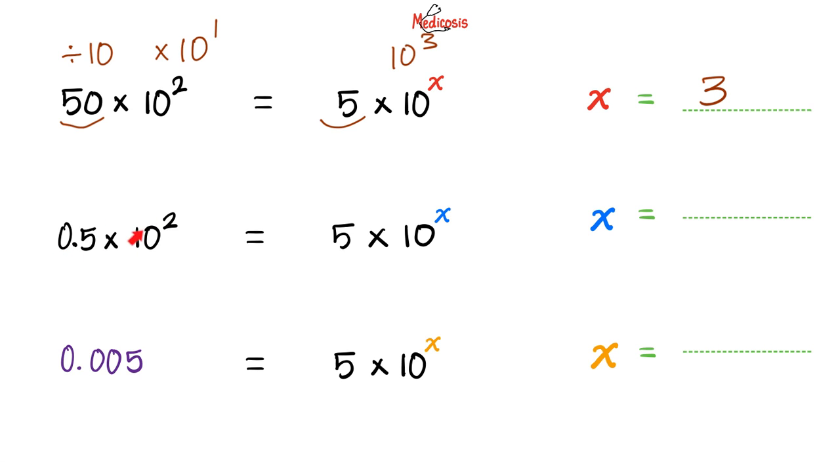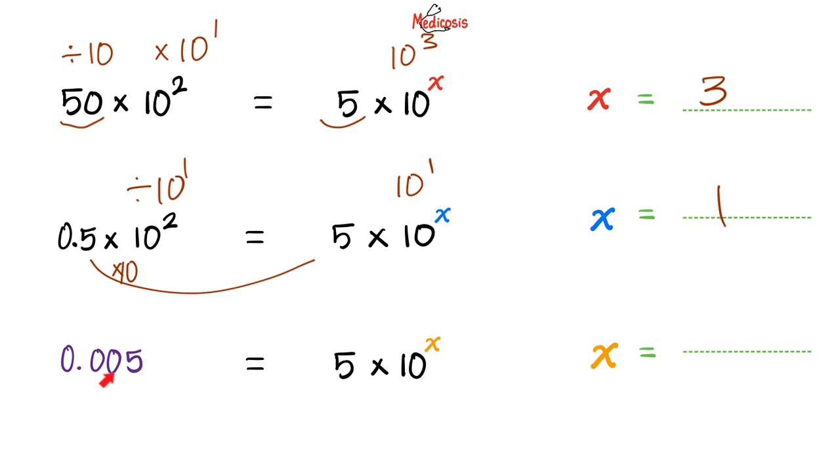Next, 0.5 times 10 power 2 equals 5 times 10 power what? For the 0.5 to be 5, we multiplied that by 10, which means you have to divide this one by 10 to make up for it. 10 power 2 divide by 10, you subtract the exponents. 2 minus 1 is just 10 power 1, so x equals 1.